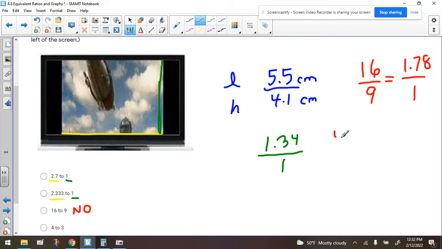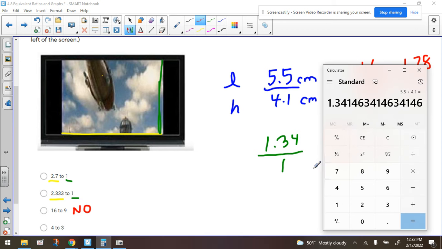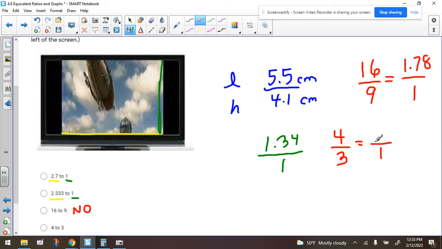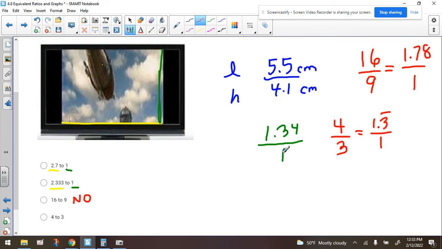So let's compare the 4 to 3. Now what I'm going to do on the calculator is I'm going to simplify this. We're going to find out what is that for 1. We'll do that by dividing 4 divided by 3. 4 divided by 3, and we get this number, 1.3 with the bar notation over it. Now, isn't that number close to this, and therefore would be the correct answer?